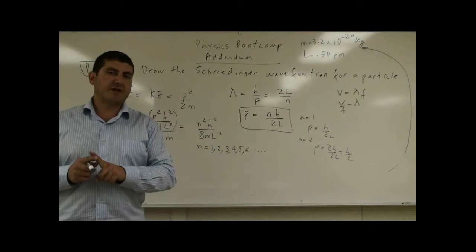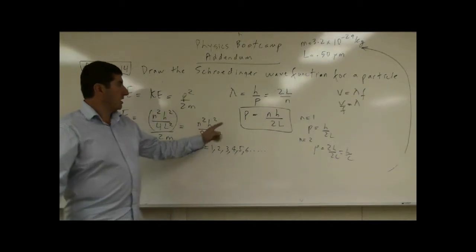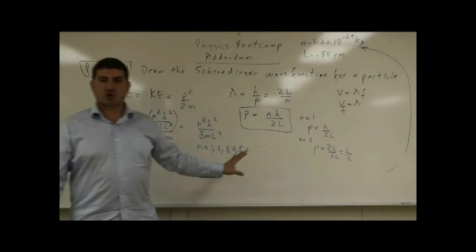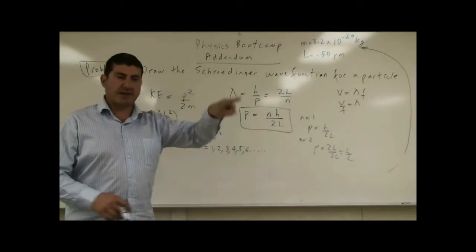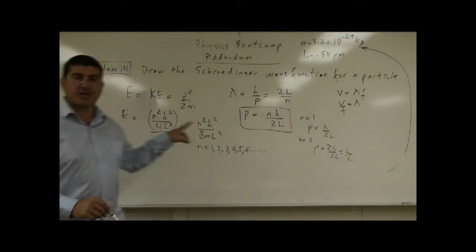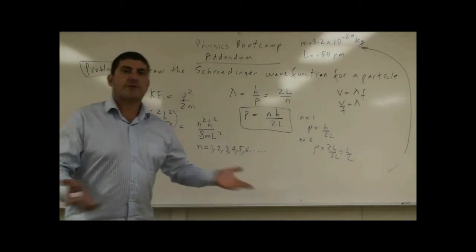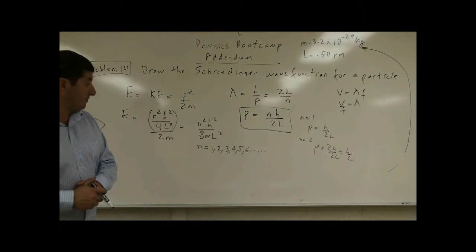Notice from here, this is a very important statement. n cannot be equal to 0. n equals 0 is not an allowed solution. Why? Because you must be able to fit at least half a wavelength, right? In a string resonance. So just like in a string resonance, you can't have n equal to 0. For a particle in a box, you can't have n equal to 0.